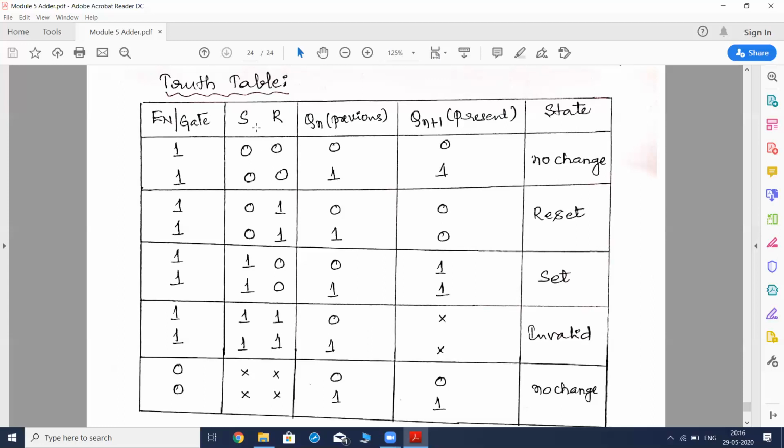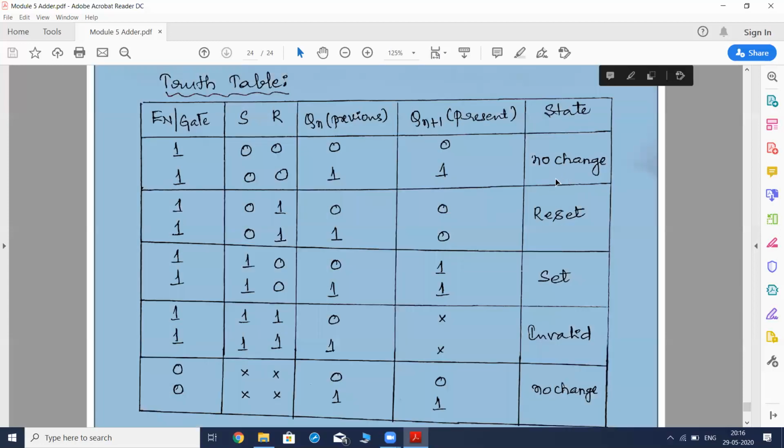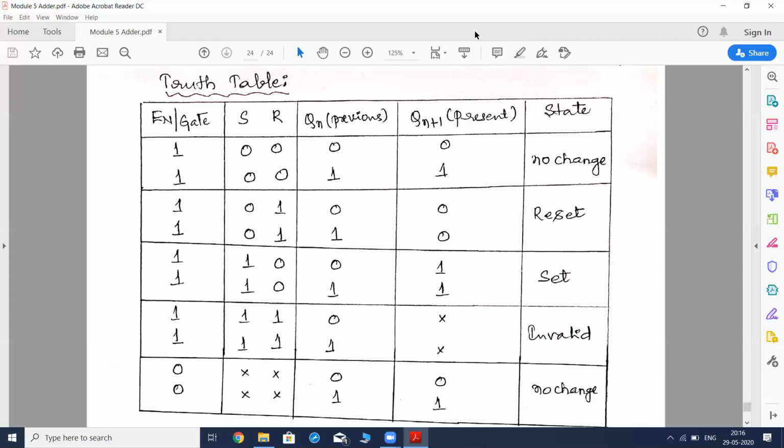So here we have S and R inputs to be 0 0. When S and R inputs are 0 0, this gives us the no change condition. So our previous state, if it is 0, then we are going to get it as 0 only. If the previous state is 1, then the present state also we are going to get it as 1.